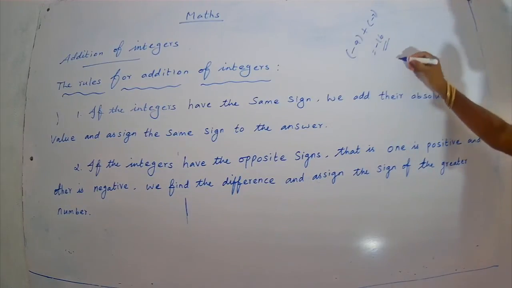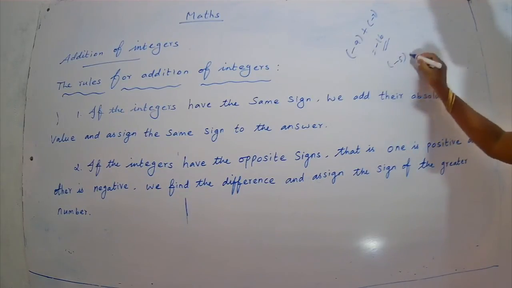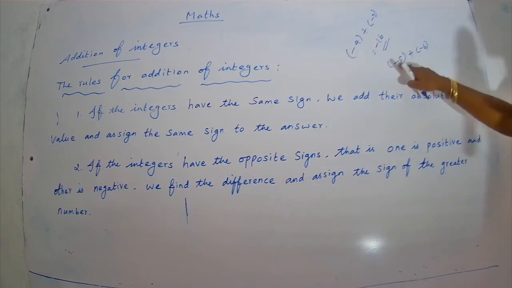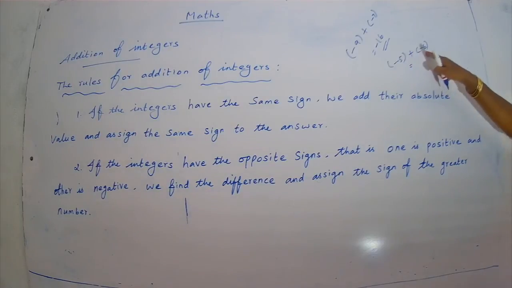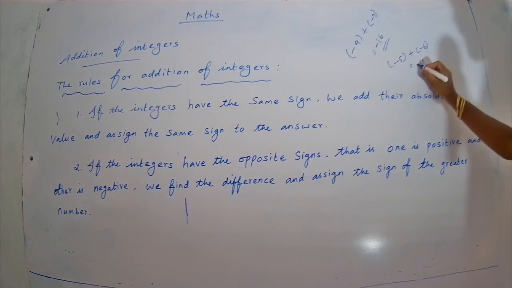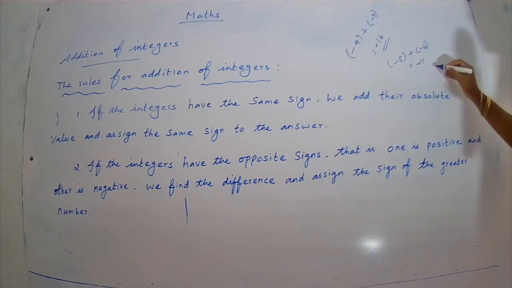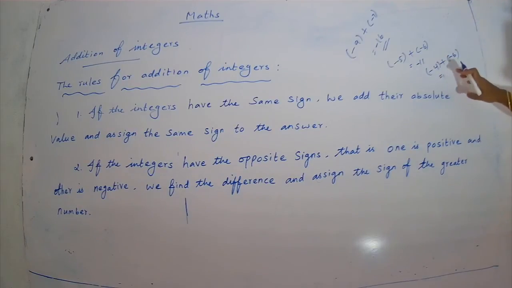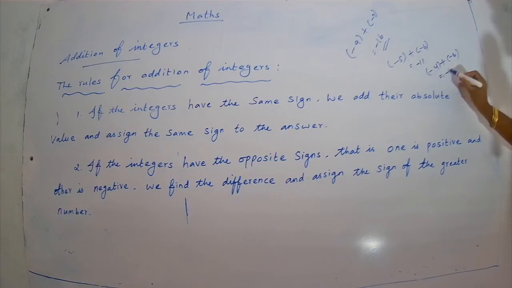One more example, minus 5 plus minus 6. You see that minus 5 and minus 6 have the same sign, negative. So what is the answer? 5 plus 6, 11. What is the sign? Minus. And another example, minus 4 plus minus 6. You add the absolute value, 4 plus 6, 10. So your sign is minus.